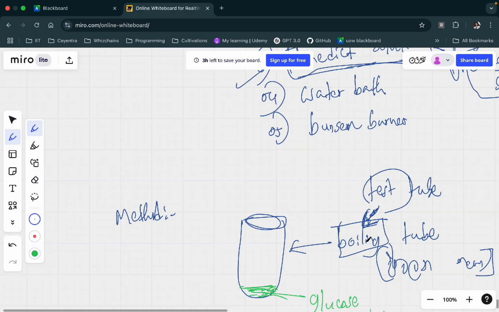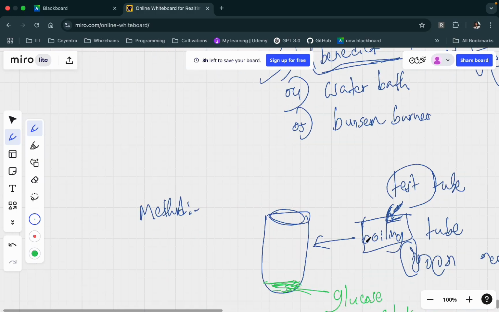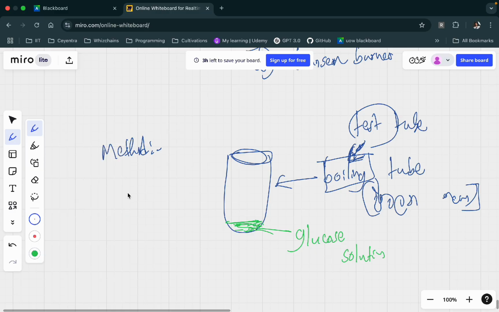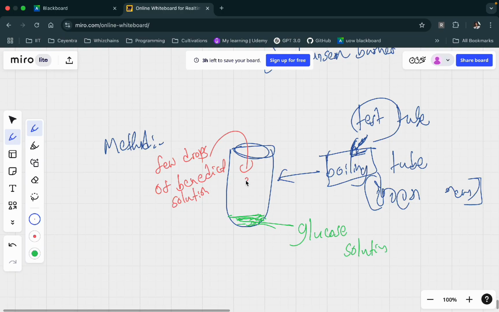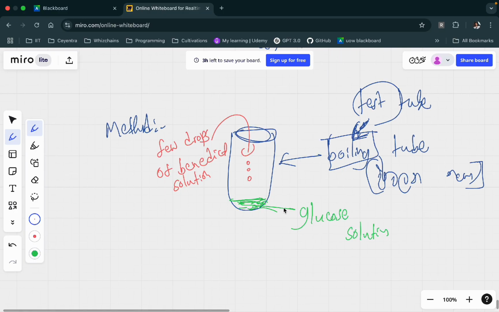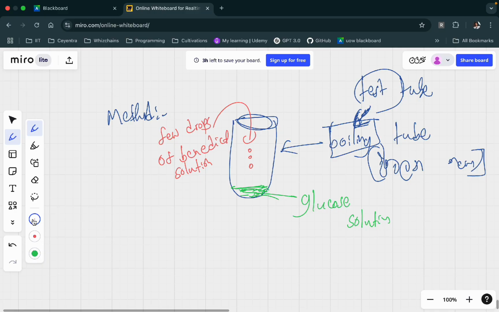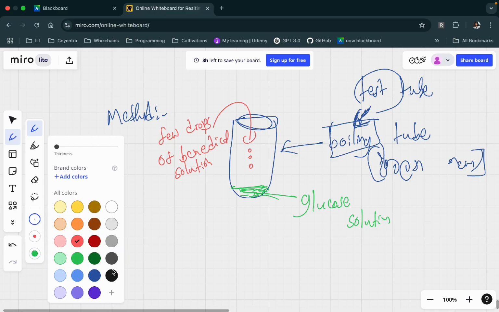Glucose solution add kara. Then what I'll do, I will add a few drops of what? Benedict solution. I'll add a few drops of Benedict solution to my glucose solution like this. Okay, then we need to do one more thing.